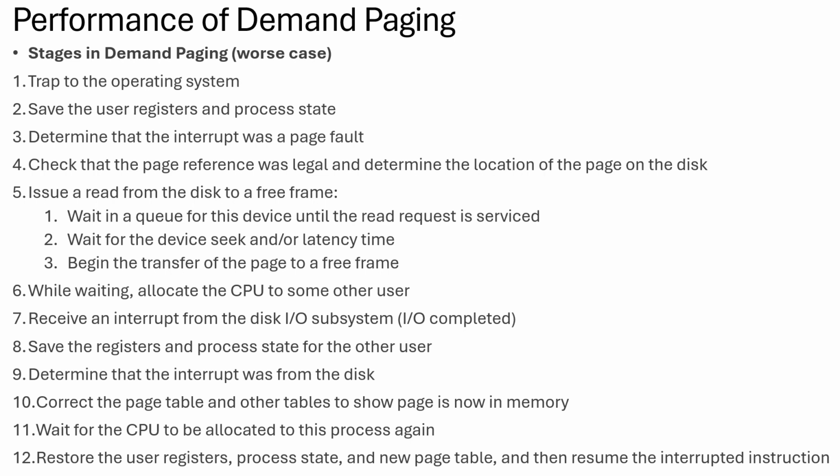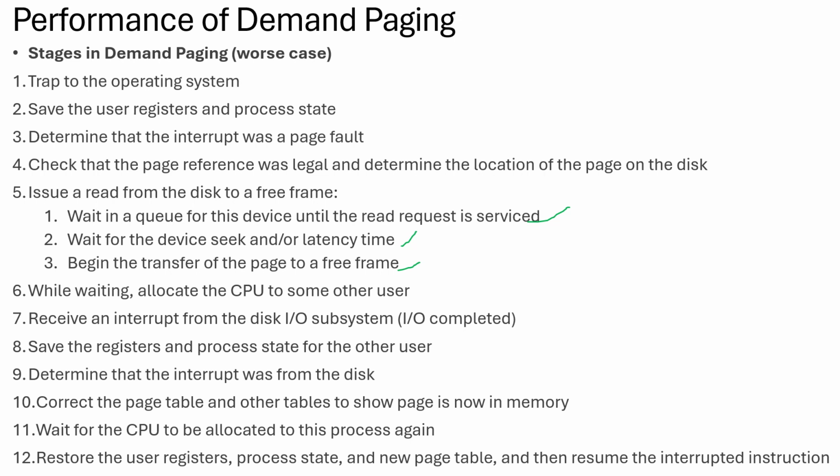The stages in demand paging are: trap to the operating system, save user registers and process state, determine the interrupt was a page fault, check that the page reference was legal and determine the location of the page on the disk. Then issue a read from the disk to a free frame. Wait in a queue for this device until the read request is serviced, wait for the device seek and/or latency time, and begin the transfer of the page to a free frame.